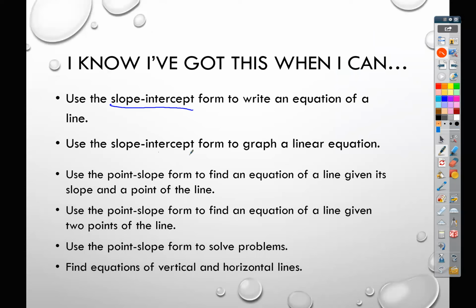I can use the slope-intercept form to graph a linear equation, use the point-slope form to find the equation of a line given its slope and a point of the line, use the point-slope form to find the equation of a line given 2 points of the line, use point-slope form to solve problems, and find equations of vertical and horizontal lines.